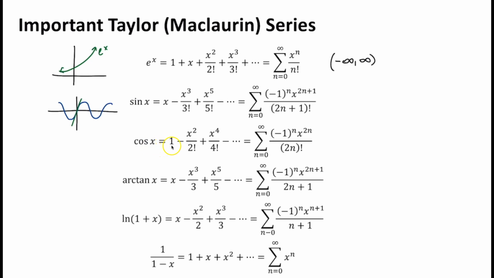So cosine x is 1 minus x squared over 2 factorial plus x to the fourth over 4 factorial, and so on, with the general term looking like negative 1 to the n because the terms also alternate. But now we have x to the 2n over 2n factorial. And 2n generates even numbers, so these exponents are even and these factorials are even. But again, the cosine function starts at 1 and then it continues on from there. And so the expansion for cosine x begins with 1 here. For both sine and cosine, the interval of convergence is all real numbers, negative infinity to infinity.